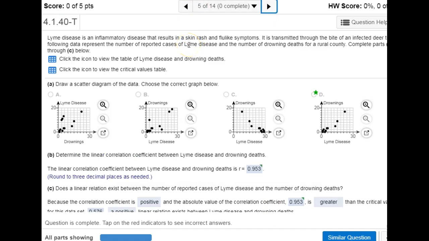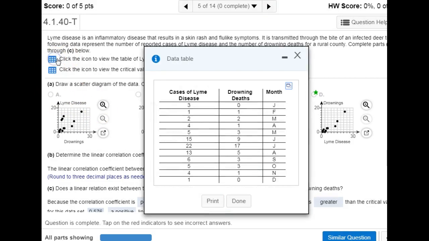Number 5, looking at the relationship between a disease, Lyme disease, and the number of drowning deaths in a rural county. So we're going to make Lyme disease our explanatory variable and see if somehow that is having an effect on the number of people who drown. So Lyme disease should be on the x-axis, and our y variable response will be drowning. And we're going to start off by finding the right scatter diagram.